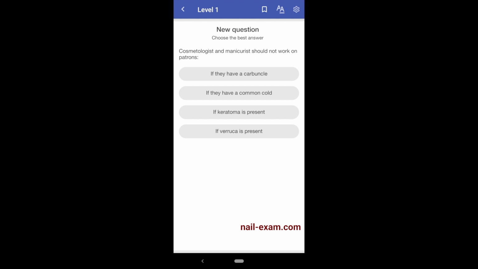Cosmetologists and manicurists should not work on patrons. Answers: A. If they have a carbuncle. B. If they have a common cold. C. If keratoma is present. D. If verruca is present. The answer is B.